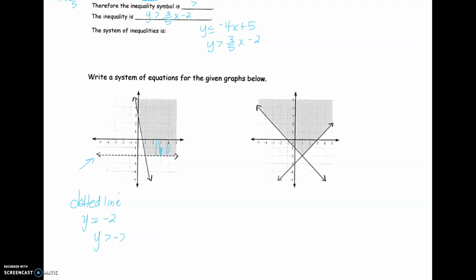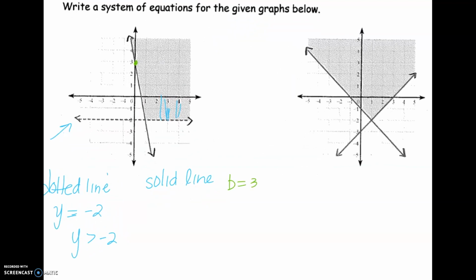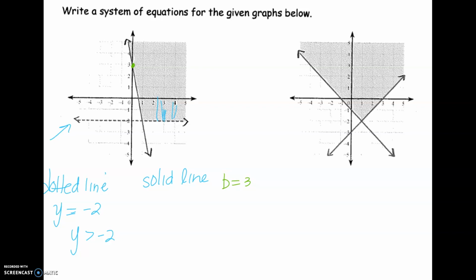Okay, now let's look at the solid line. Hopefully I can see this one a little clearer. b is 3. Now let's make sure that I'm able to find exactly, it looks like it's hitting here. So we're going to go down 1, 2, 3, 4, 5. So for the slope, we went down 5, and we're going to go right 1. So that's y equals -5x plus 3.